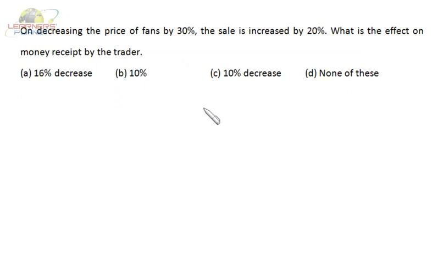Now let's see this question. On decreasing the price of fans by 30%, the sales is increased by 20%. What is the effect on money receipt of the trader? Friends, let's do this problem by taking a base value. The funda behind this is price per unit into number of units is equal to revenue.